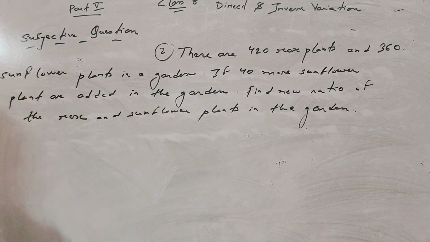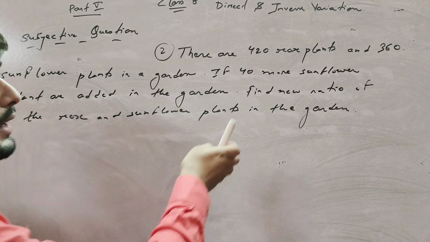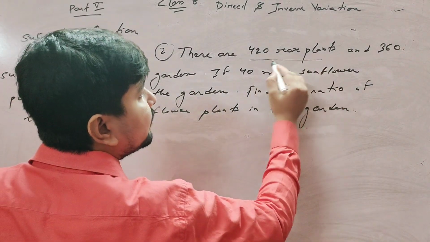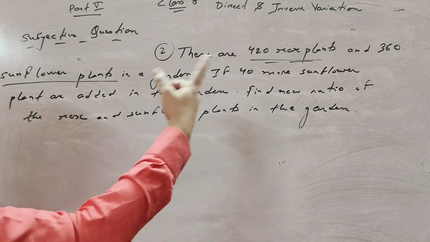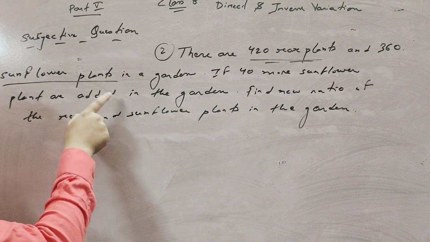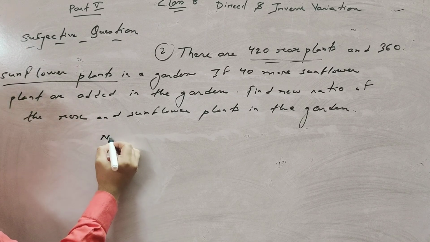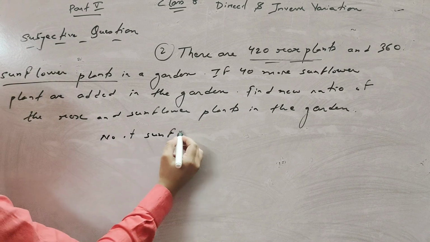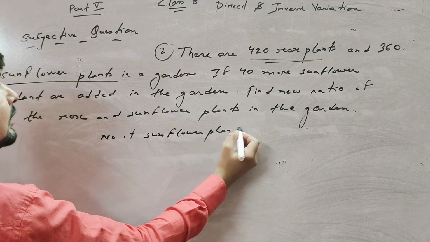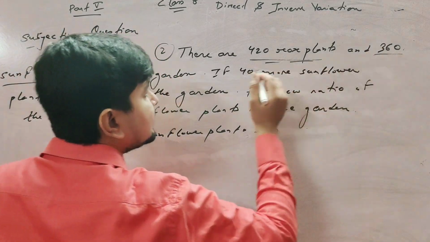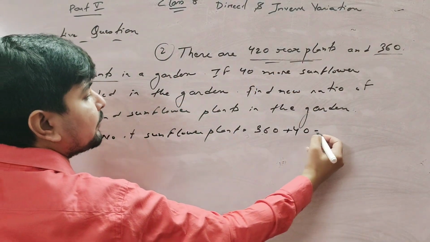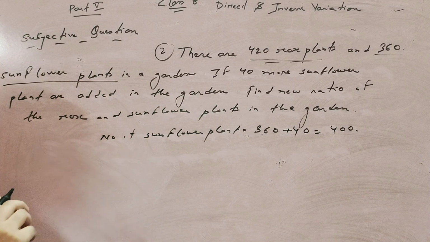Okay, first of all we read and understood the question. What does the question mention here? There are 420 rose plants. Underline this. There are 420 rose plants and 360 sunflower plants in a garden. If 40 more sunflower plants are added, we know the number of sunflower plants equals 360, and when 40 more are added, the number of sunflower plants becomes 400.